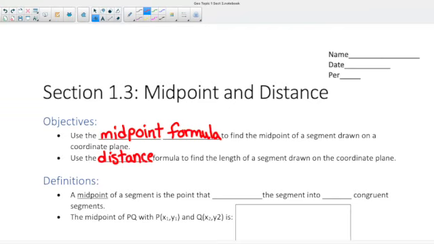A midpoint of a segment is the point that divides the segment into two congruent segments. So it breaks it into half and half. That is a midpoint.